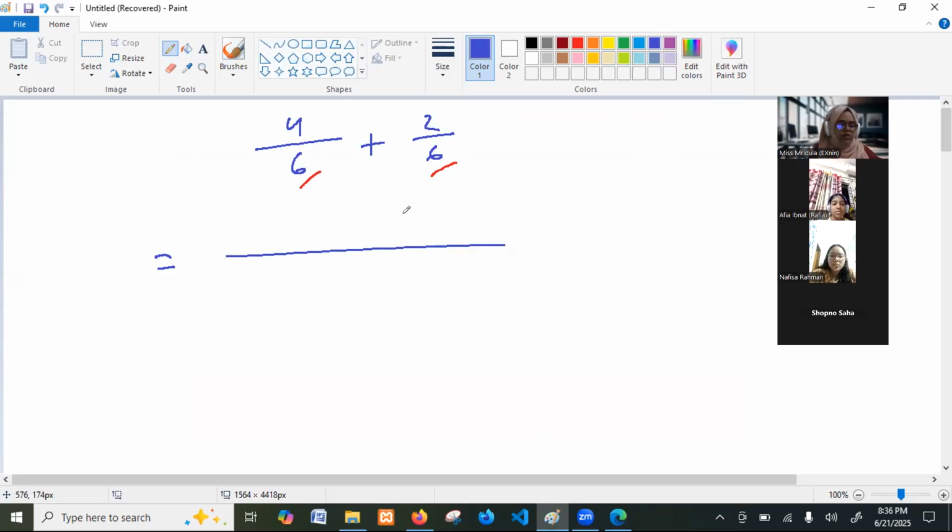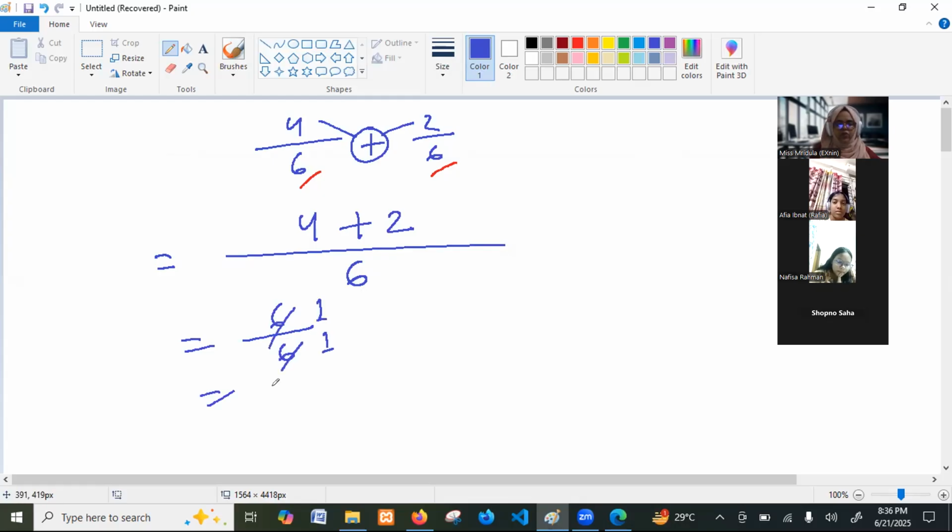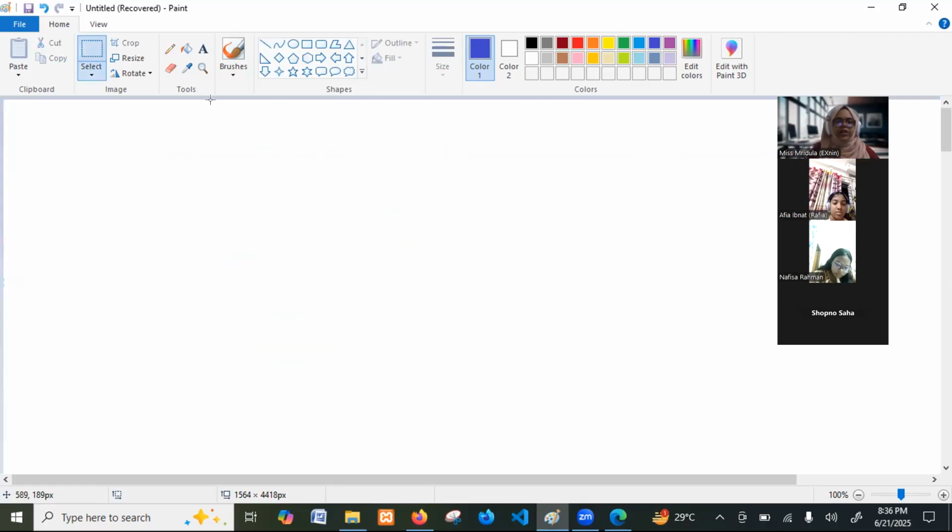And in the last class, I also said that we don't add the denominators. We just keep them the same and keep the answer's denominator as it is. But we perform these operations for the numerators only. So 4 plus 2, 6 by 6 we can write. Also, if I make it small, it will be 1 only. So this is the very basic type of addition and subtraction.